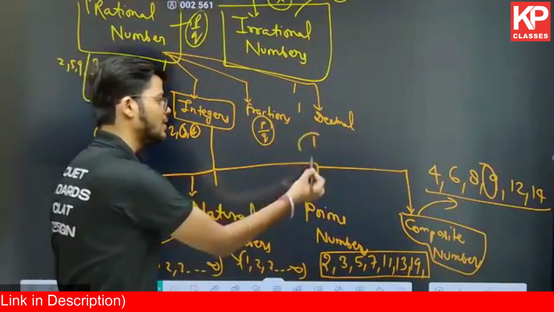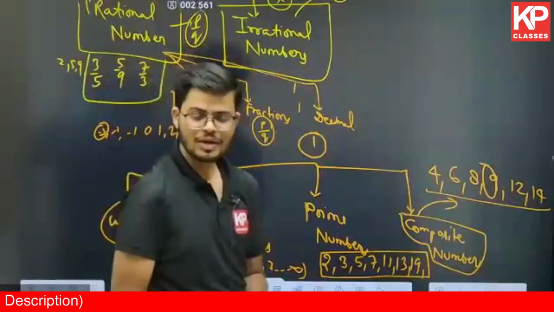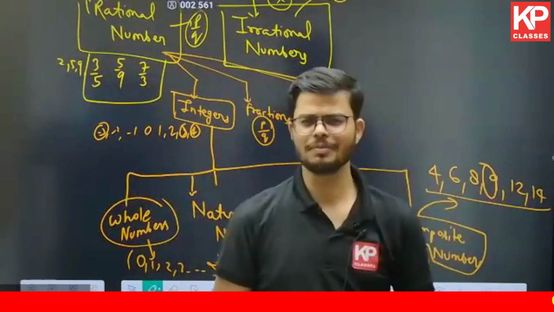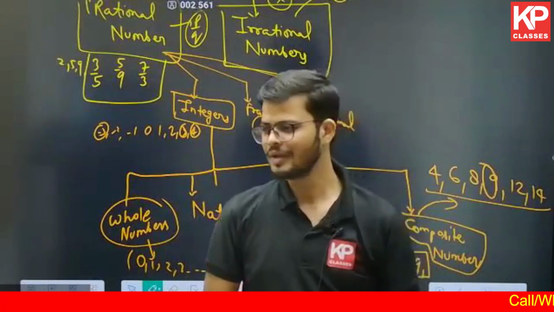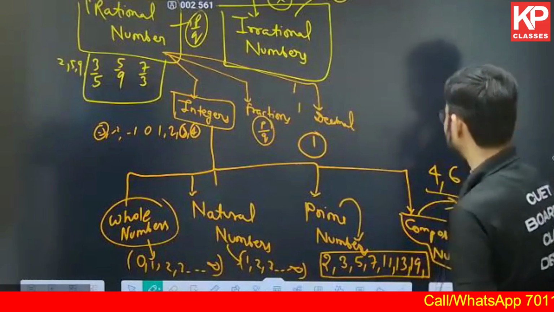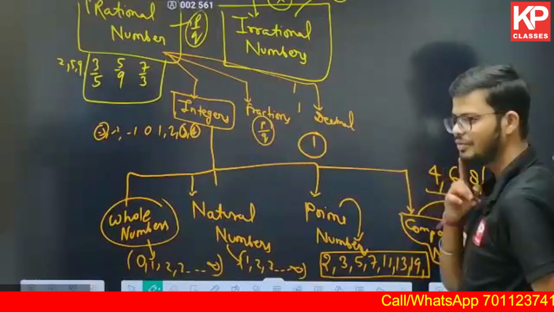Now, 1 is neither a prime number nor a composite number. So 1 is not a prime number, not a composite number. So this is the classification: prime numbers and composite numbers. Now, what kind of question can be framed on it?